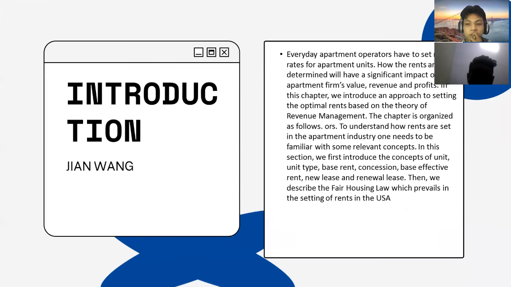The chapter is organized as follows. To understand how rents are set in the apartment industry, one needs to be familiar with some relevant concepts. In this section, we first introduce the concepts of unit type, base rent, concession, base effective rent, new lease, and renewal lease. Then we describe the Fair Housing Law, which prevails in the setting of rents in the USA.